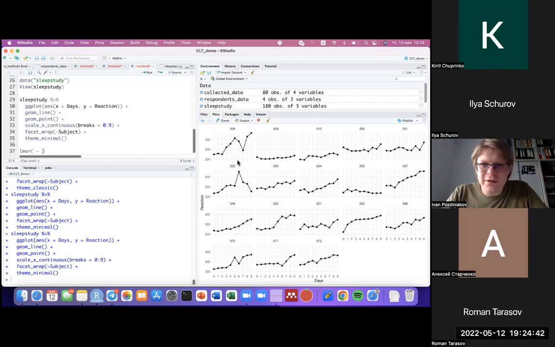So what goes to the left side from the tilde? Not exactly. Wait. From the left side, what? Dependent variable. Right. So, Reaction. Yeah, that's correct. Okay. And to the right side, let's start with what we know, with what we are good at. It's a fixed effect. So something that we already know from simple linear models. What do we put as a fixed effect here?